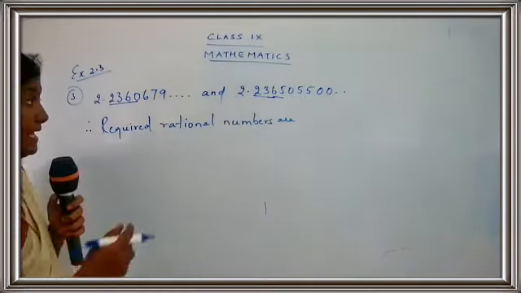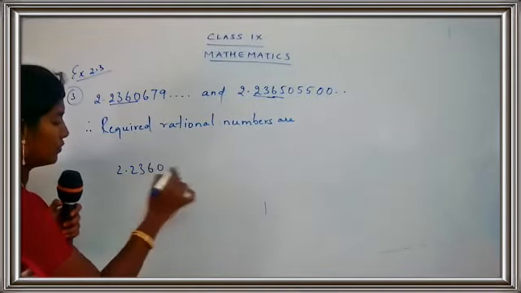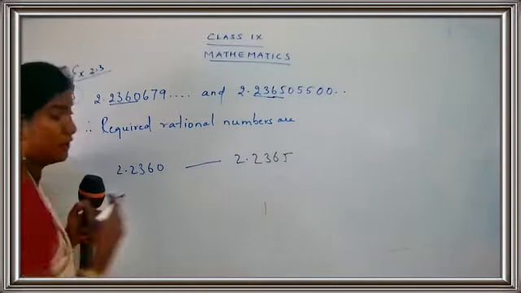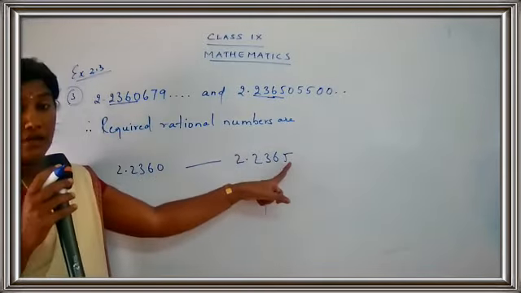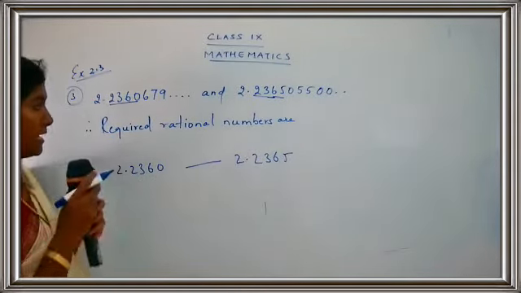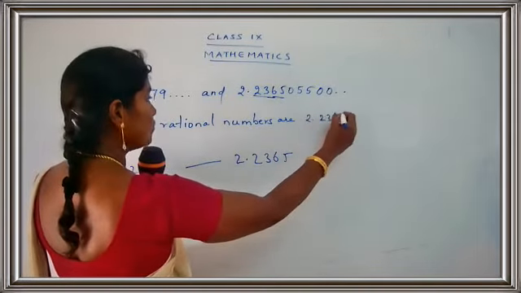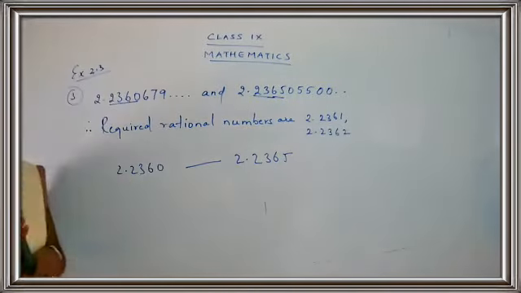Now it will be easy for you to find a number between 2.2360 and 2.2365. Are you getting my point, children? This is 60 and this is 65. So very easy, we can just go on filling in the numbers. I can write down the numbers as 2.2361, 2.2362. Very simple.